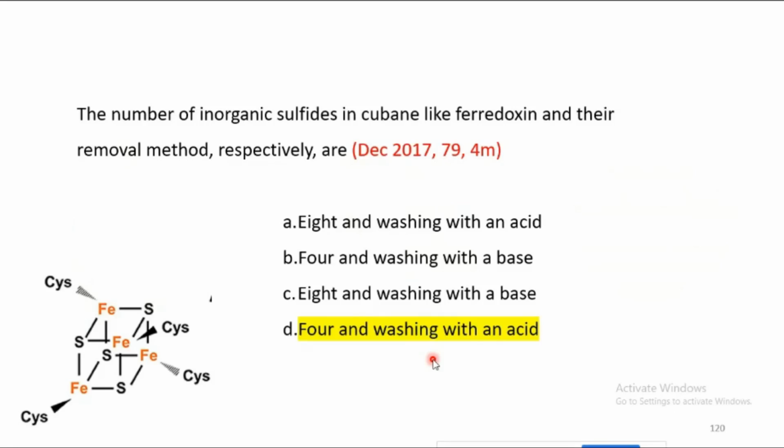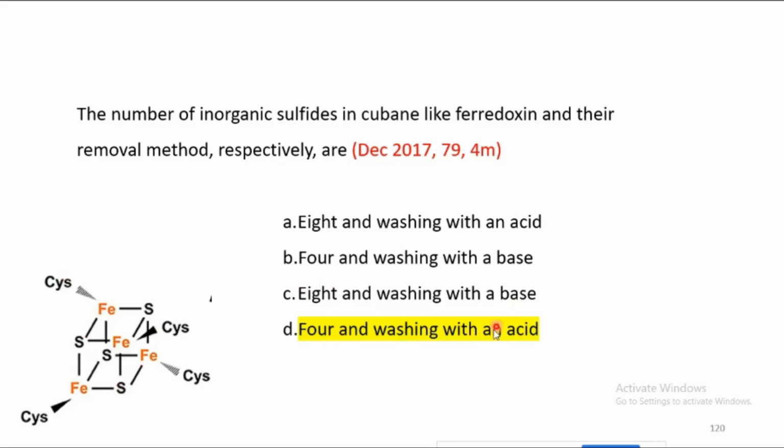This is one question which appeared in the CSIR: the number of inorganic sulfides in cubane like ferredoxin and their removal methods. People are asking about the number of inorganic sulfur atoms present in the thiocubane structure and the removal method. What is the removal method we have to employ? As we said already, if you are having 8 sulfur atoms, among the 8, 4 definitely will be inorganic in nature.